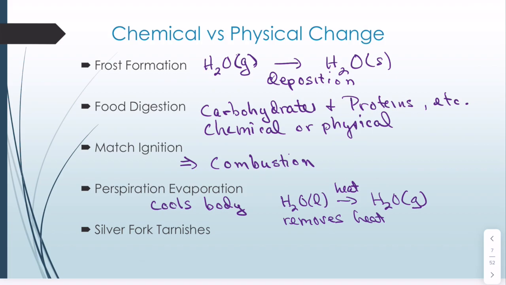And then finally in our list here, what about when you have a fork or any kind of, say, silverware, something like that, if you leave it for long periods of time without treating it, it tarnishes, all right? It forms a coating. Maybe changes the color a little bit. What's going on there? Is that physical or chemical?